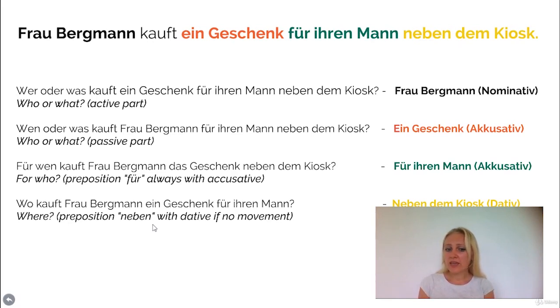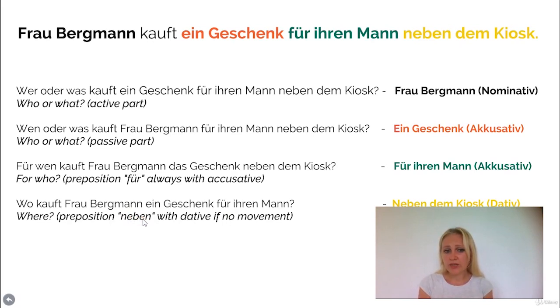Now this is for the A2 level already, but just for you to know, here you use neben with the dative case, because neben means next to, but there is no movement involved. So she's not going next to the kiosk, but she just bought it next to the kiosk.